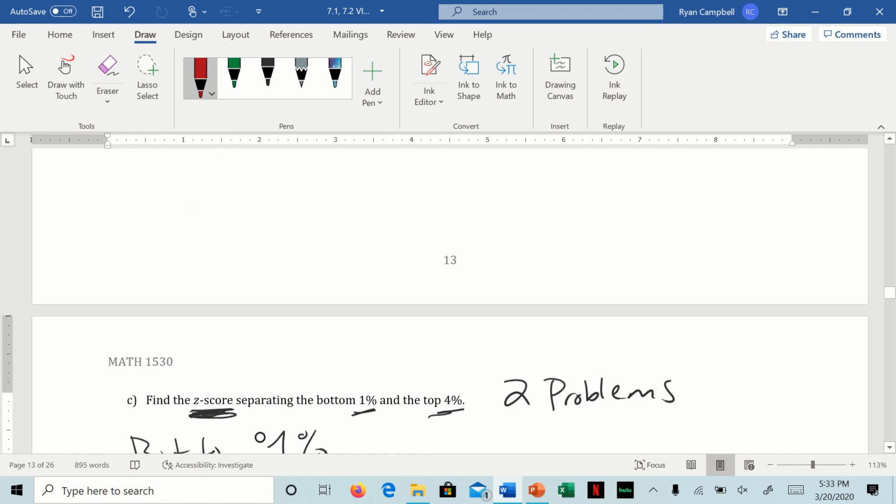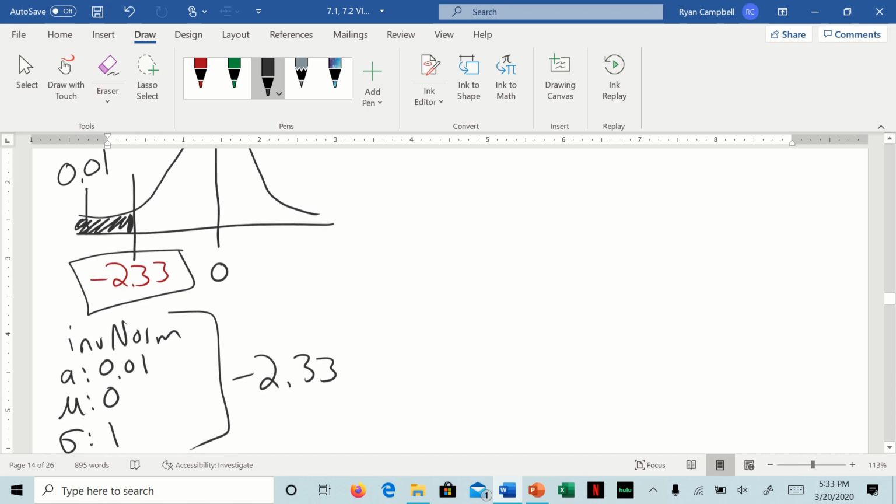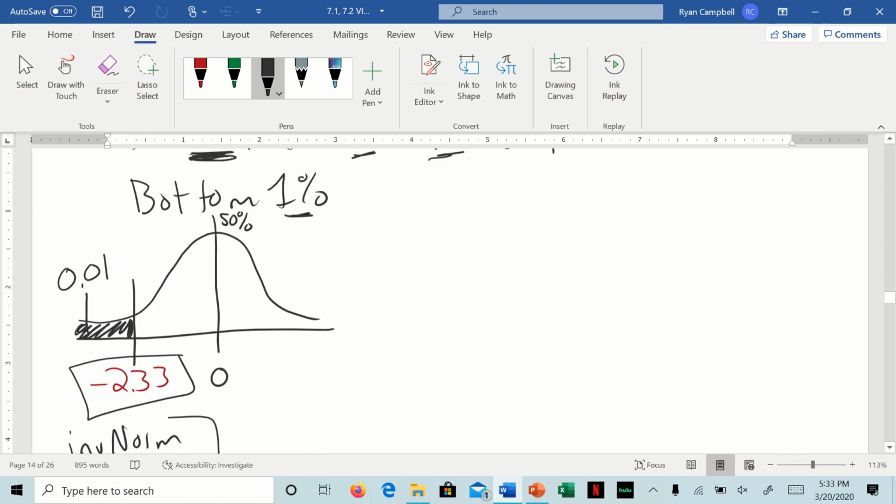So let's think about this. Can that value go right here? Yeah, right? It's below 0, so perfect. That's probably right. And it actually is. Yeah, y'all should have gotten it too.